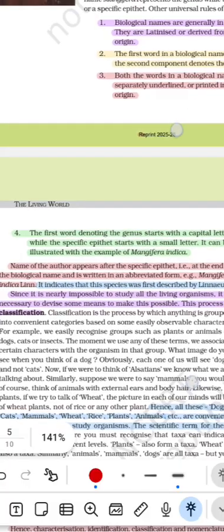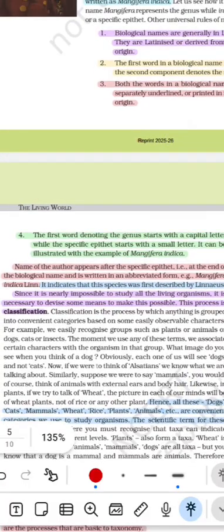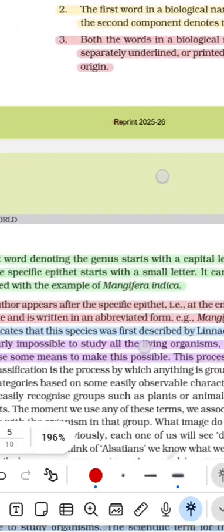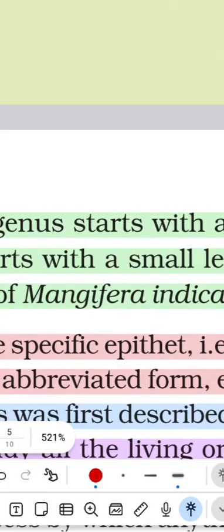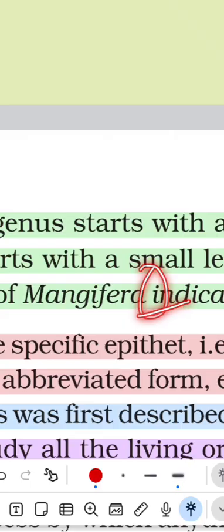Moving to the fourth line. The first word denoting the genus starts with a capital letter, while the specific epithet starts with a small letter. It can be illustrated with the example of Mangifera indica. Please see Mangifera. M is capital here, i is small here.